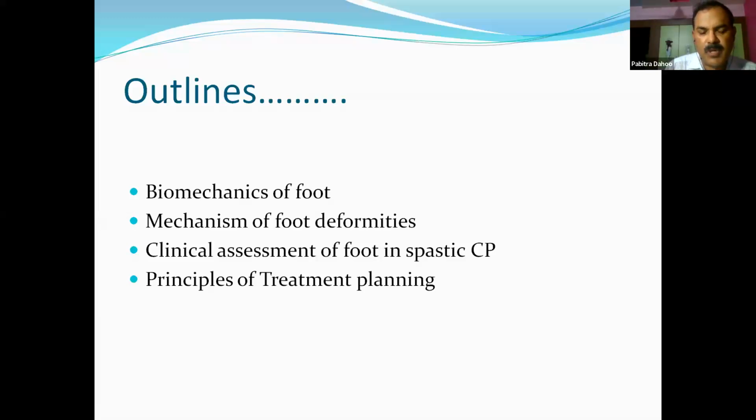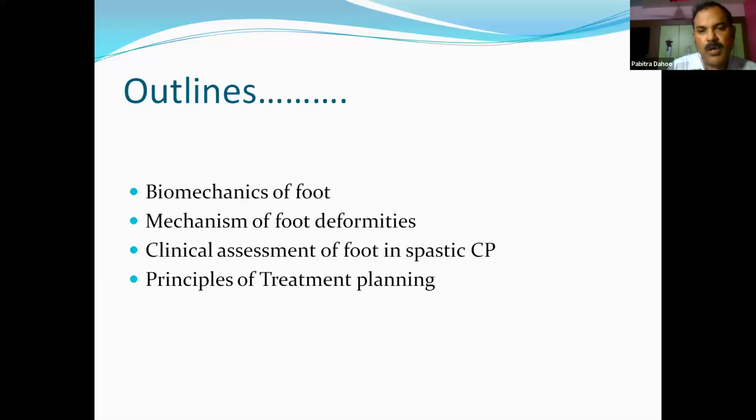Here, because of paucity of time, I will not go through all parts of the treatment management or a specific treatment. I will go with an overview of the principles of management. You can adopt any principle, any procedure to that. I will say the indications, when to do, what to do, but I will not go through the details of the procedure. This is about the principles of treatment planning in spastic cerebral palsy.